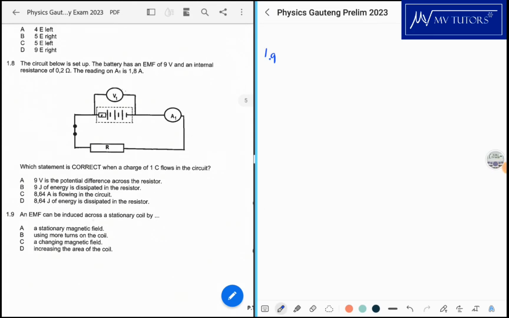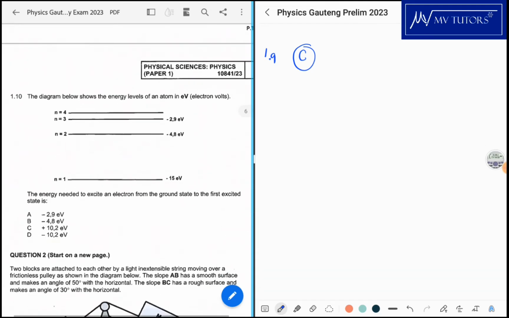An EMF can be induced across a stationary coil by, well, if you think about your theory from grade 11, the EMF is induced in a coil when a bar magnet is pushed in and out of it. So here, A, stationary magnetic field. No, I wouldn't go with that. B, using more turns on the coil. No. C, a change in magnetic field. Yes, so as you put it in and out, there is a change in magnetic field. So yes, C, we can go with that. And D, increasing the area of the coil. No. So we will go with C.